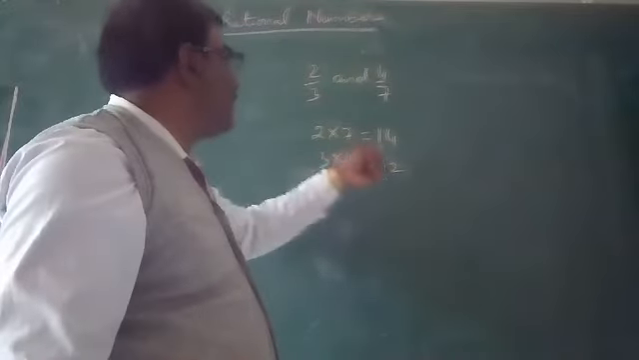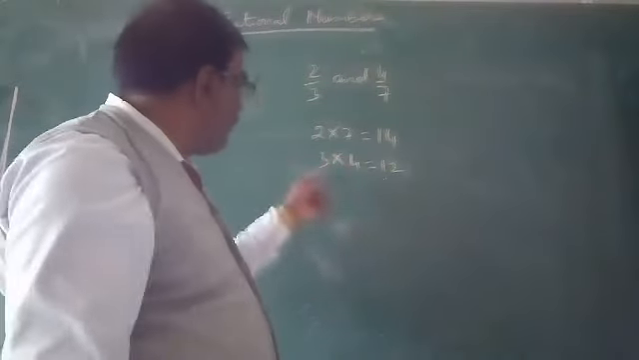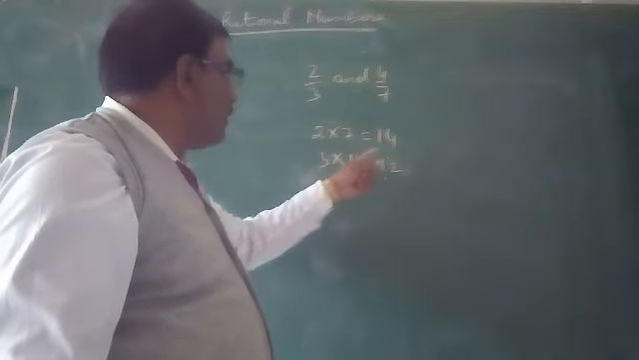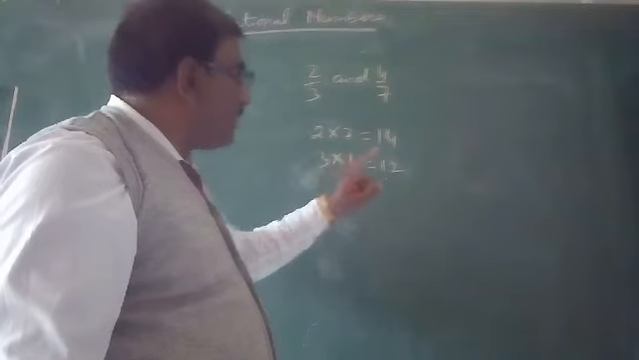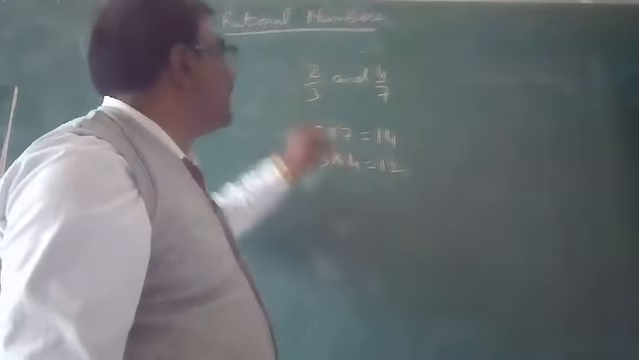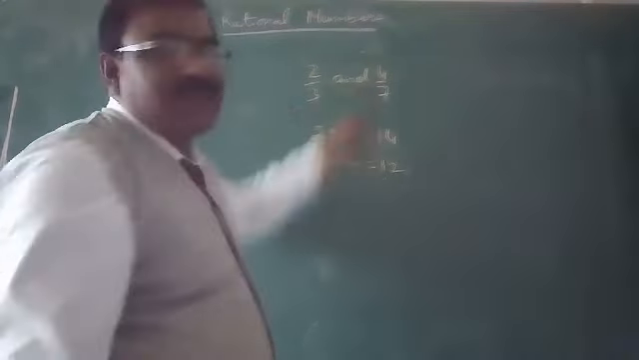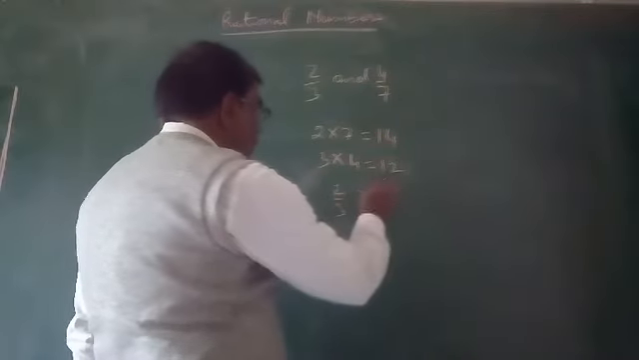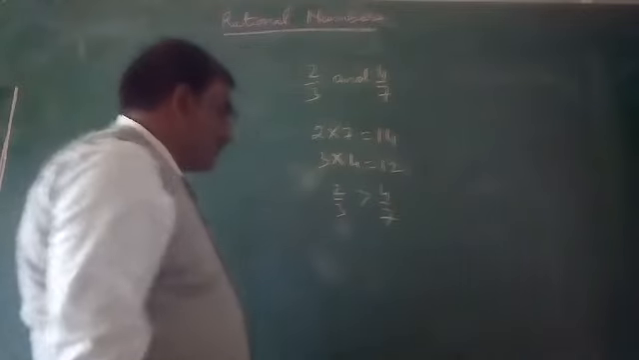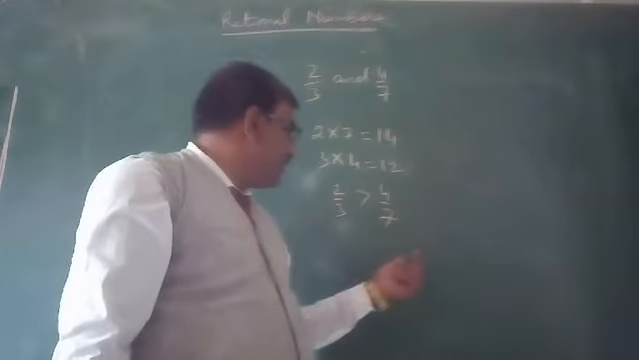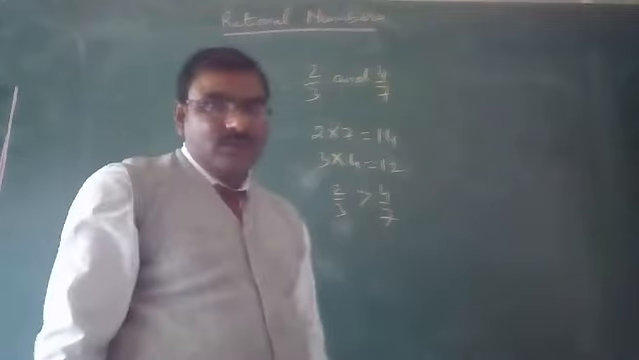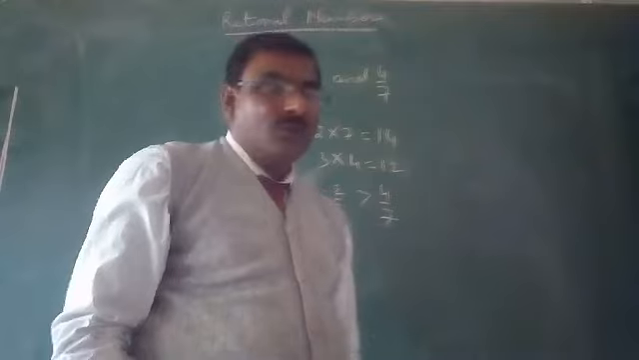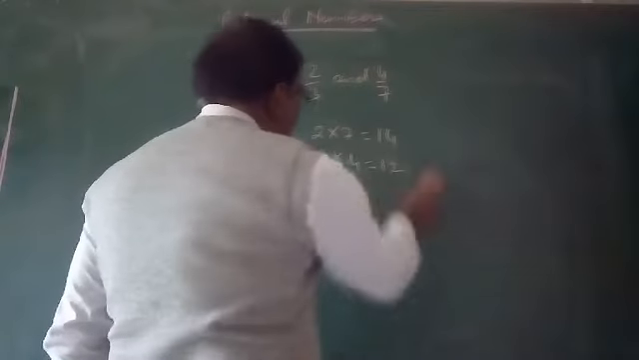Here, multiplying 2 and 7 we get 14, and multiplying 3 into 4 equals 12. In this, 14 is greater than 12, it means 2 by 3 is greater than 4 by 7. Here 2 by 3 is greater than 4 by 7. Or we can say that 4 by 7 is less than 2 by 3. This is how we check the equality of two rational numbers.